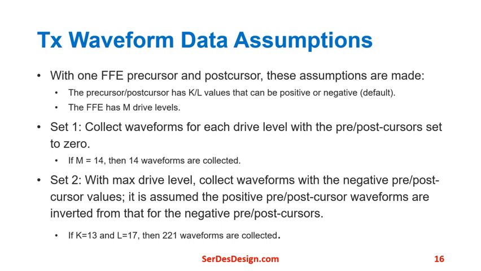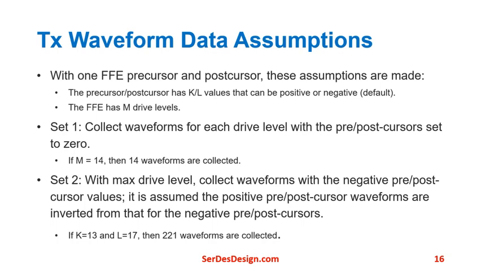Here are transmit waveform data assumptions. For the FFE with one precursor and one postcursor, these assumptions are made. The precursor has K values, which can be positive or negative. Negative is the default. The postcursor has L values, which can be positive or negative, with negative as the default. The FFE has M drive levels. So, collect set 1 of waveforms for each drive level with the pre and post cursors set to 0. If M is equal to 14, then 14 waveforms are collected.